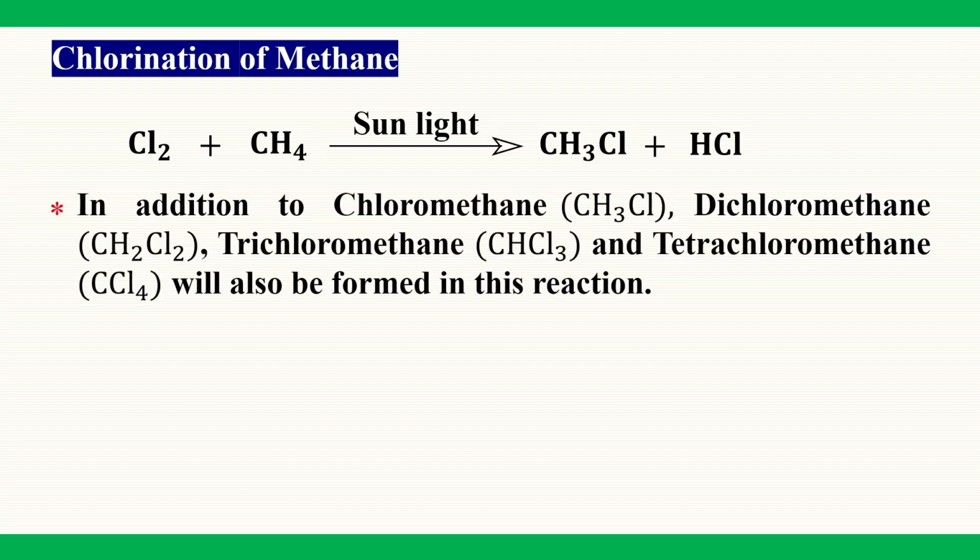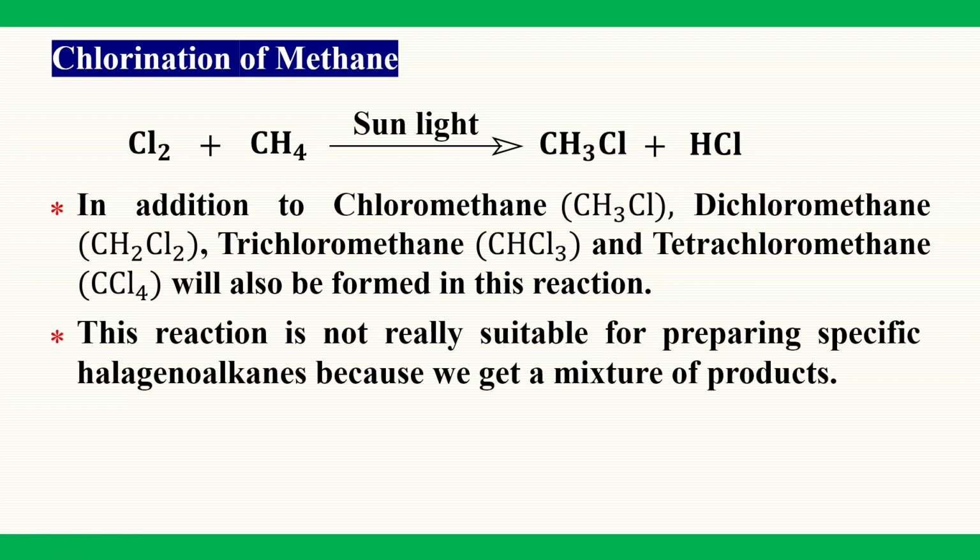In addition to chloromethane, dichloromethane, trichloromethane and tetrachloromethane will also be formed in this reaction. In other words, a mixture of CH3Cl, CH2Cl2, CHCl3 and CCl4 is formed during the reaction. So this reaction is not really suitable for preparing specific halogenated alkanes because we get a mixture of products.